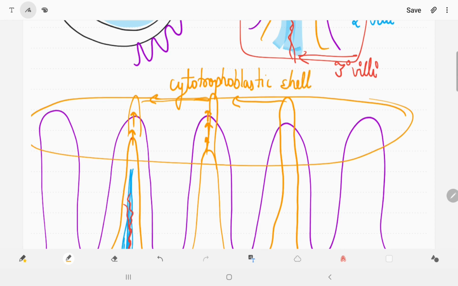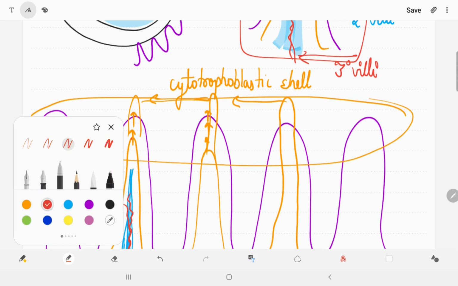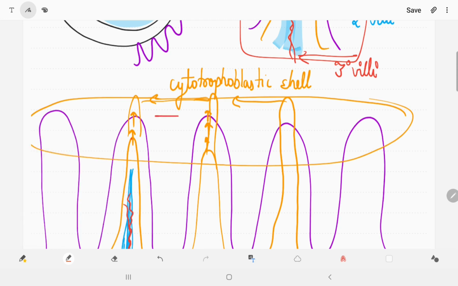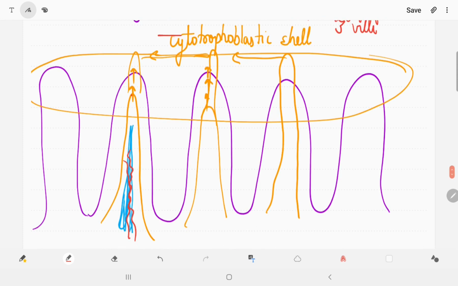Now what will happen is, from the maternal side, blood vessels will come in, piercing this shell. These are maternal blood vessels. What are these? These are maternal blood vessels, and these are fetal blood vessels.